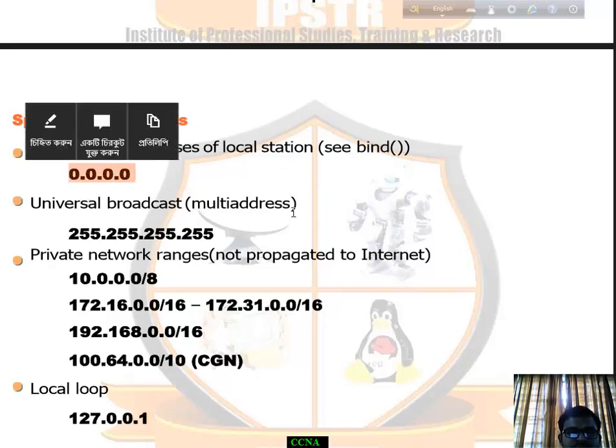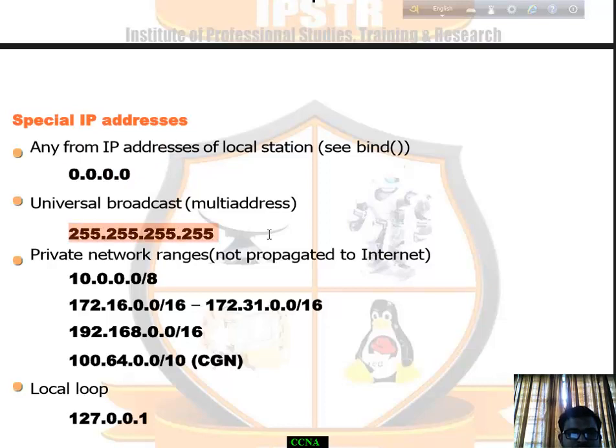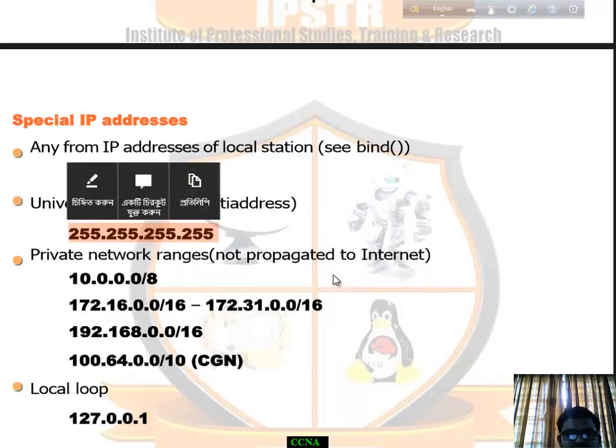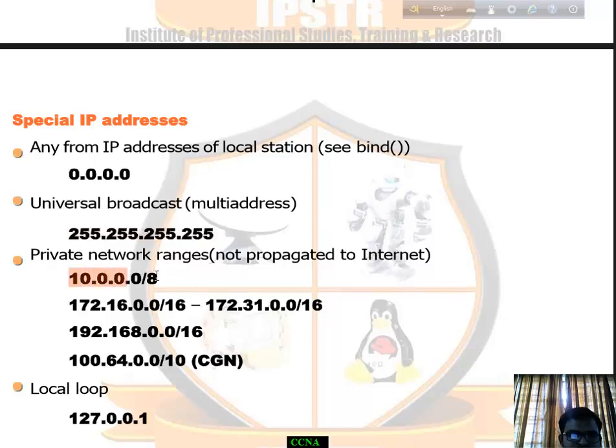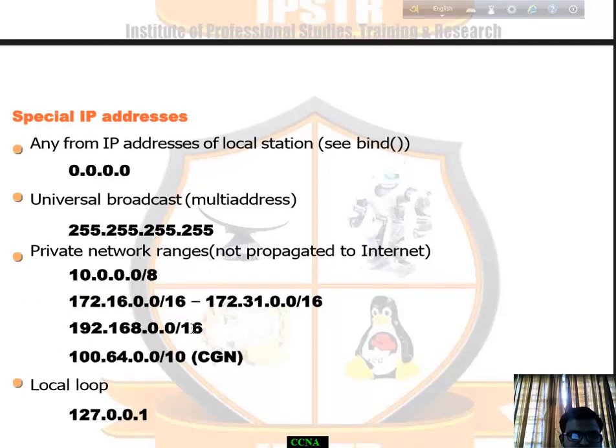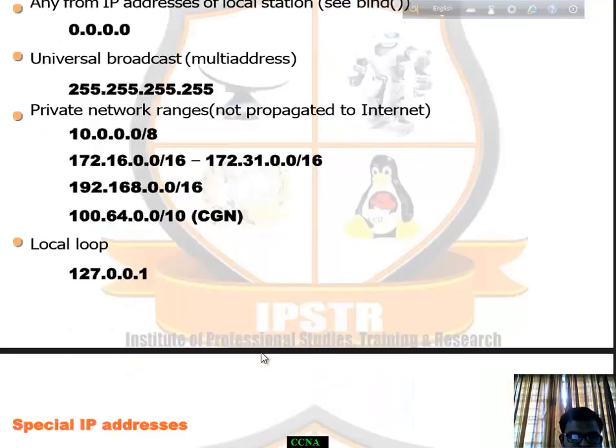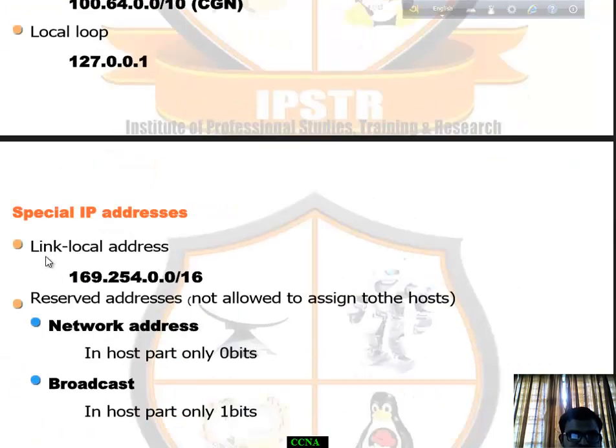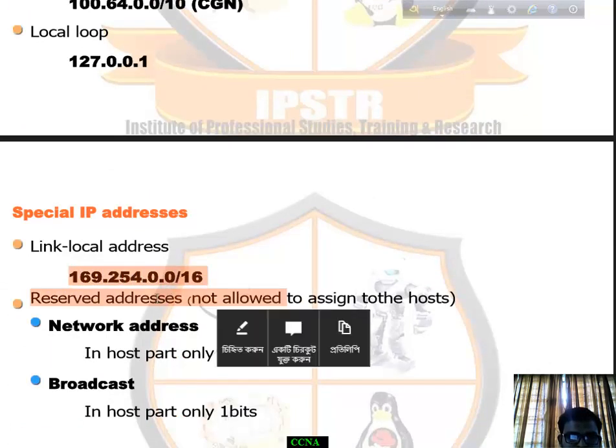0.0.0.0, universal broadcast or multicast. This is the private network range, not propagated to the internet. So this is the private network: class A, class B, class C, multicast, and others. Local loopback address. Okay, special IP address, link local address 169.254.0.0. Reserved addresses are not allowed to be assigned to a host.